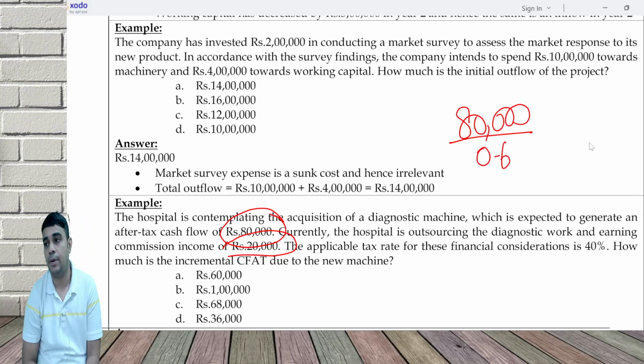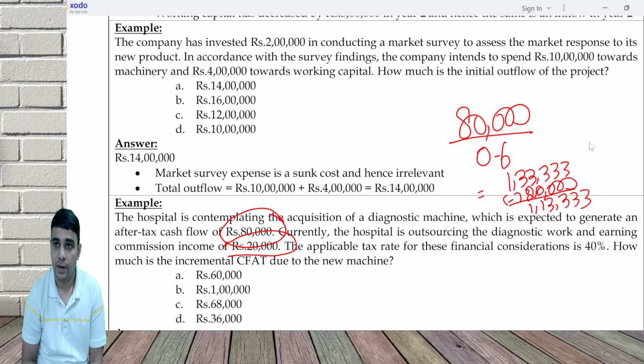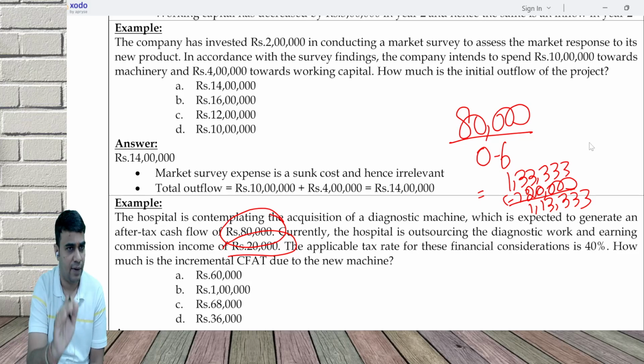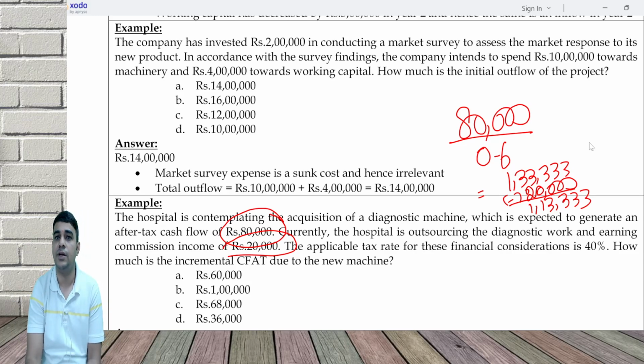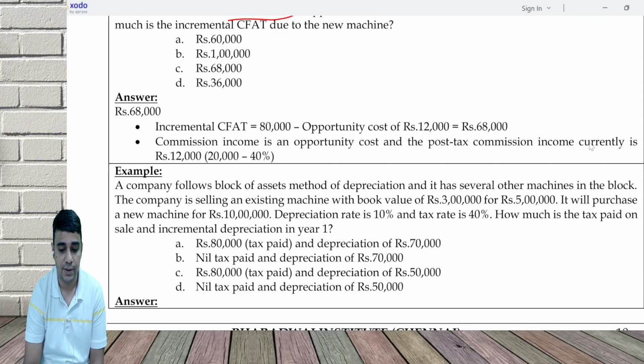How much is 80,000 divided by 0.6? Subtract now 20,000. Now subtract tax. This is one way of doing it. The other way is to leave 80,000 as it is and convert the 20,000 into after tax, which is 12,000. So 80 minus 12 is 68. Go through this.